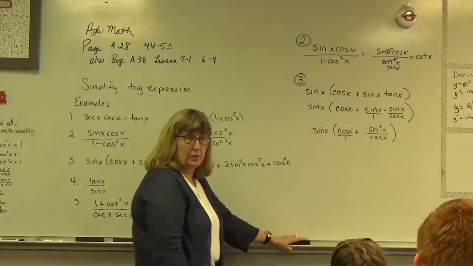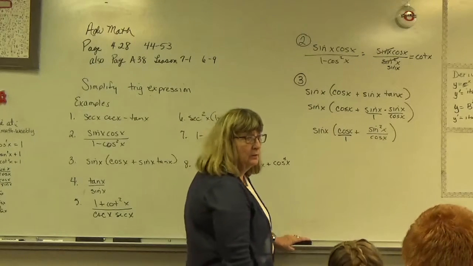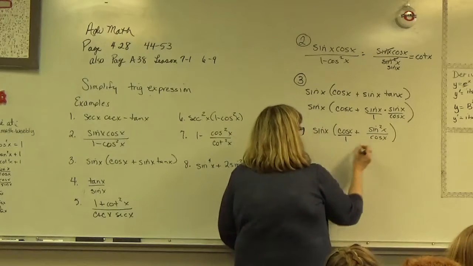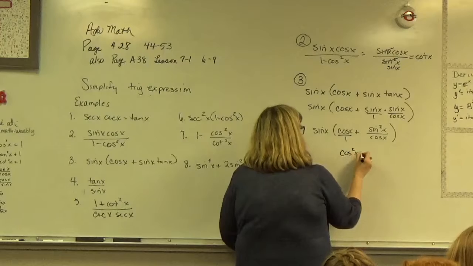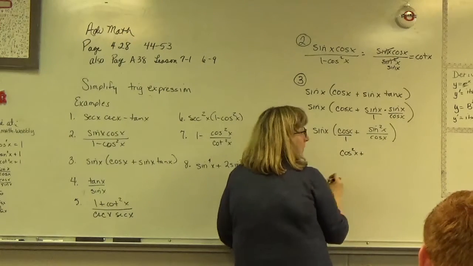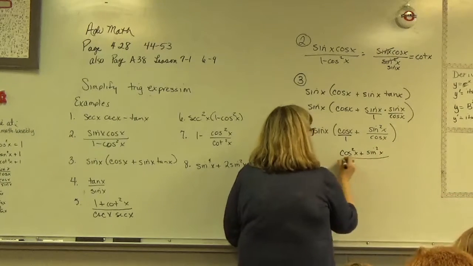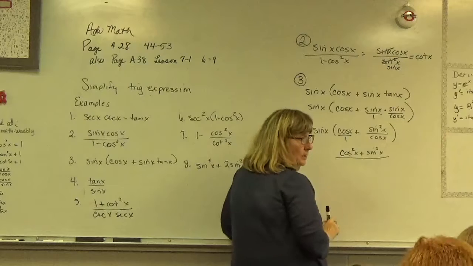Does everybody follow that with the cosine over 1? So what's the first wing of my butterfly gonna be? Cosine squared. What's the second wing of my butterfly? Sine squared. And on the bottom, what's 1 times cosine?